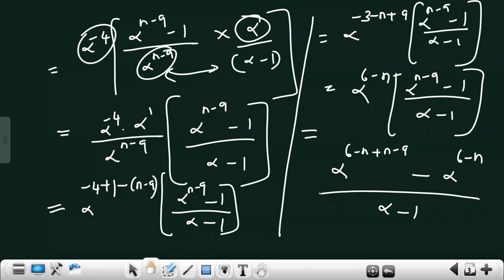Alpha to the power 6 minus n I have taken inside the bracket. So that I'll be combining that 6 minus 9, 6 minus n and n minus 9 together, so that n will become cancelled. So it will become alpha to the power minus 3. 6 minus 9 is minus 3.